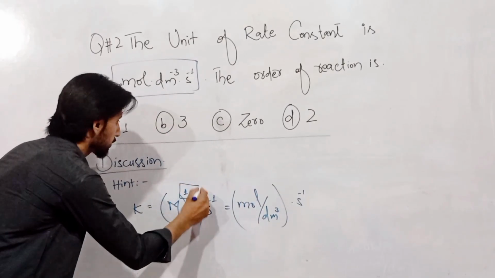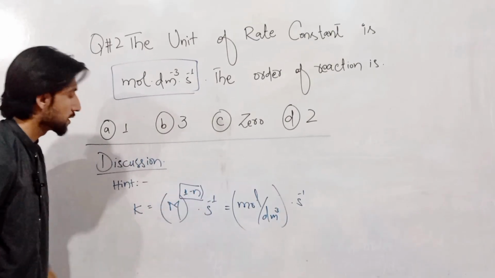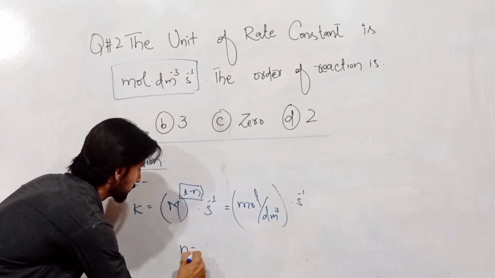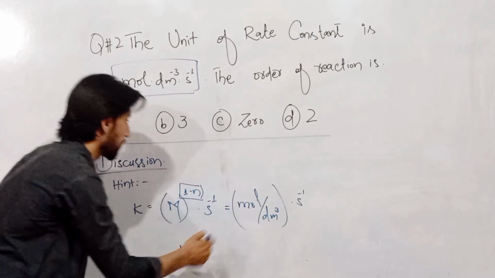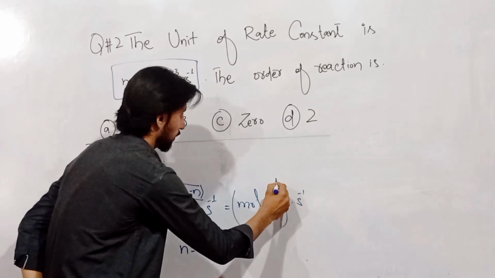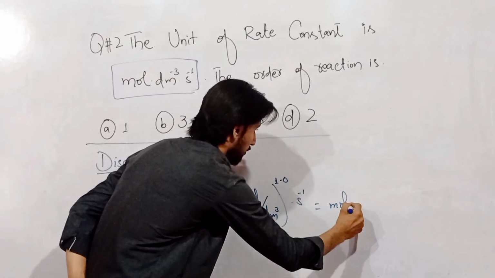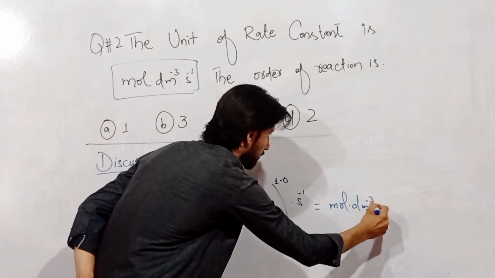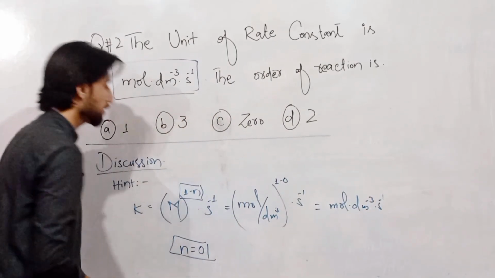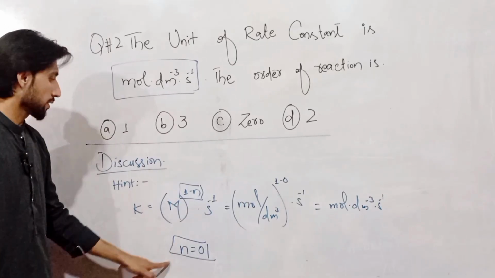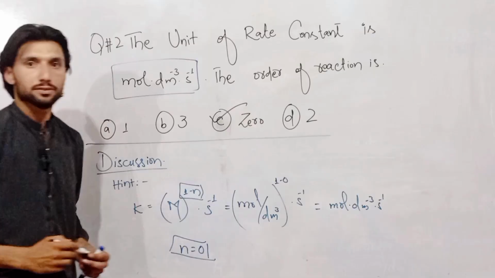Here I have to get 1. To get 1, I have to put n equal to 0. When n is equal to 0, I'll get 1 in the power of this thing. So molarity^(1 minus 0) per second gives mole per dm cube per second. So I put n equal to 0. n equal to 0 means a zero order reaction, and this is the order of reaction.